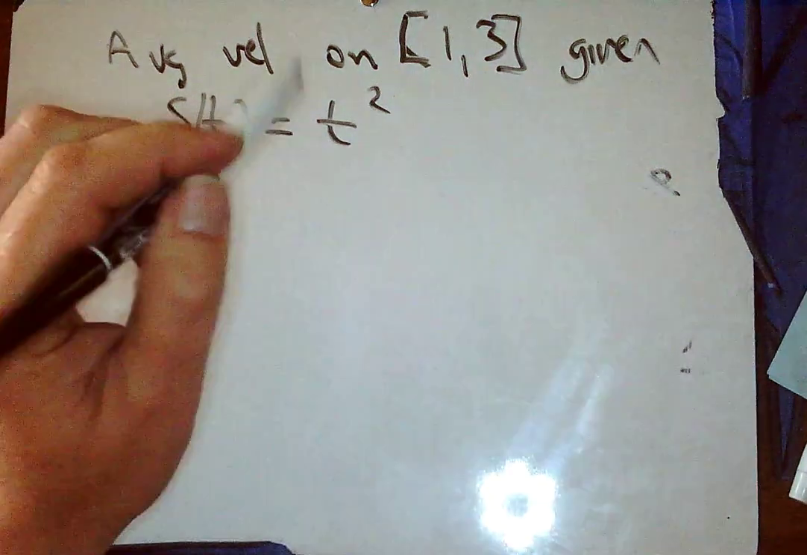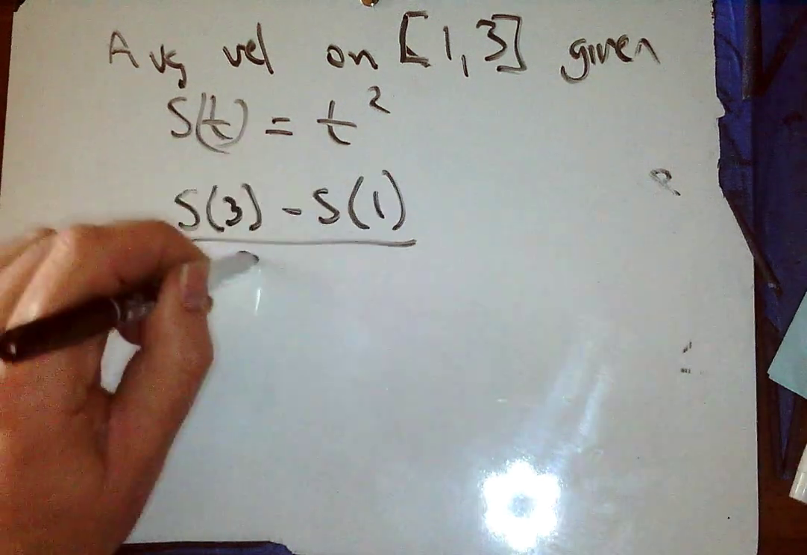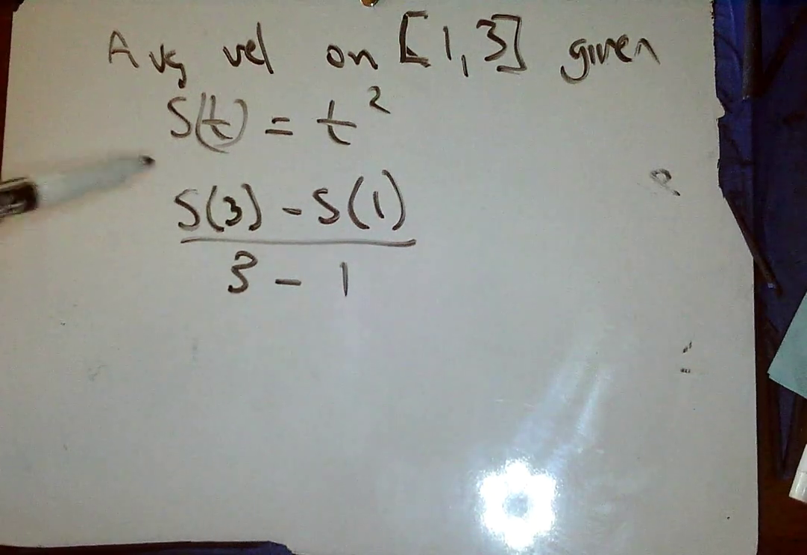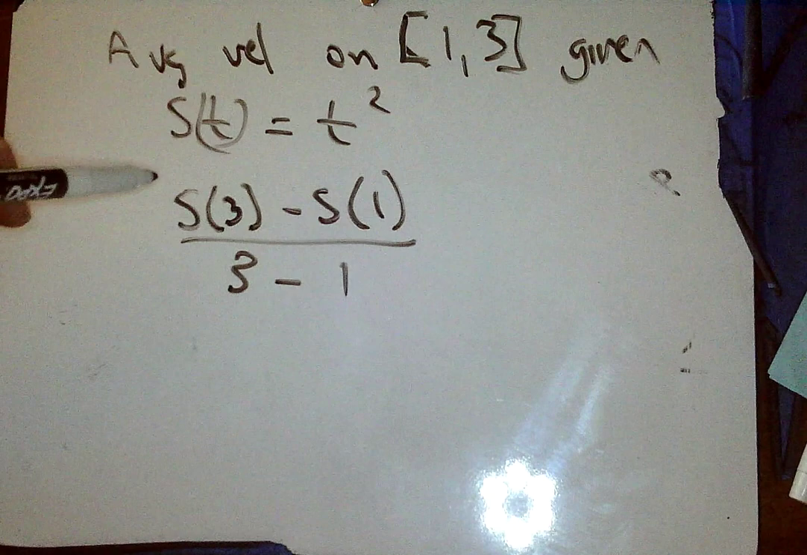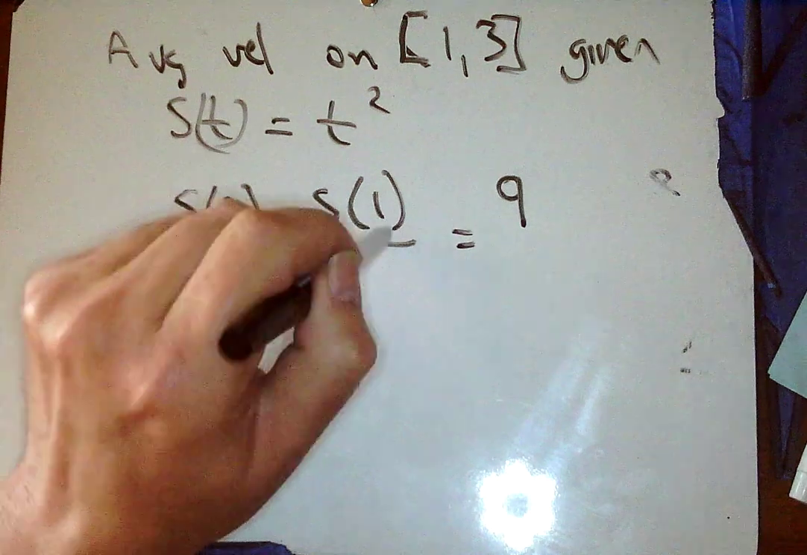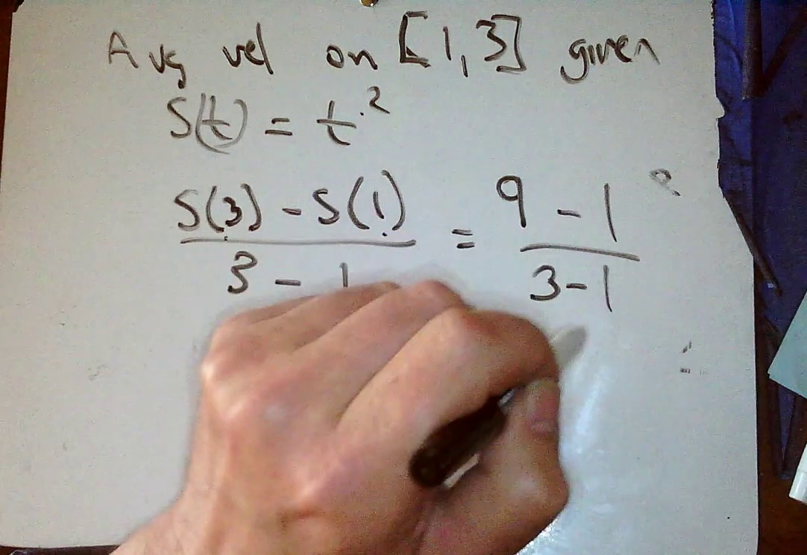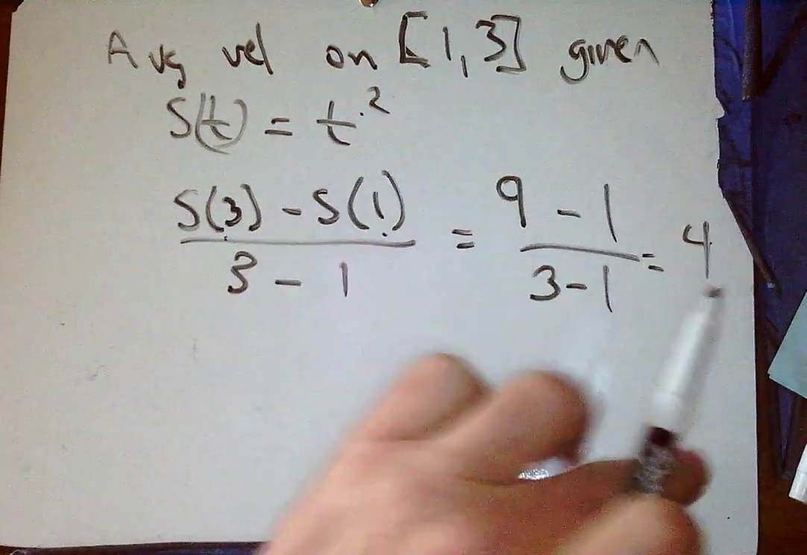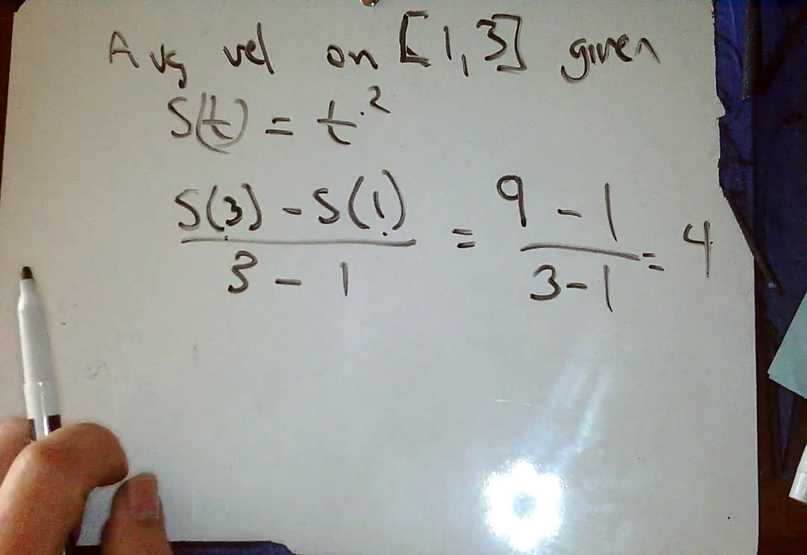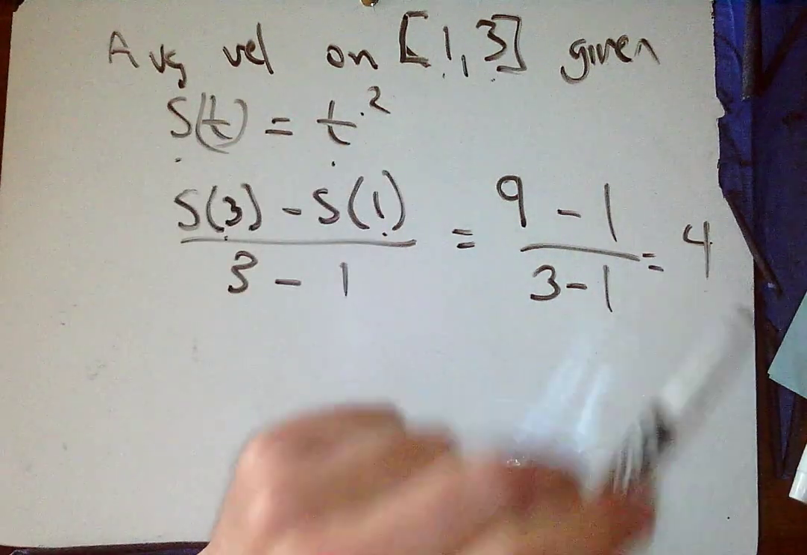Well, I like to think it would be done about now. So I want S of 3 minus S of 1 over 3 minus 1. It's really smart to write this on AP if you're doing a free response question, and then show me the answer. So S of 3 is 9, S of 1 is 1, over 3 minus 1. And so I end up with 8 over 2, or 4. You could, of course, on free response stop here. I'm stopping there. The average velocity on S of t from 1 to 3 is 4.